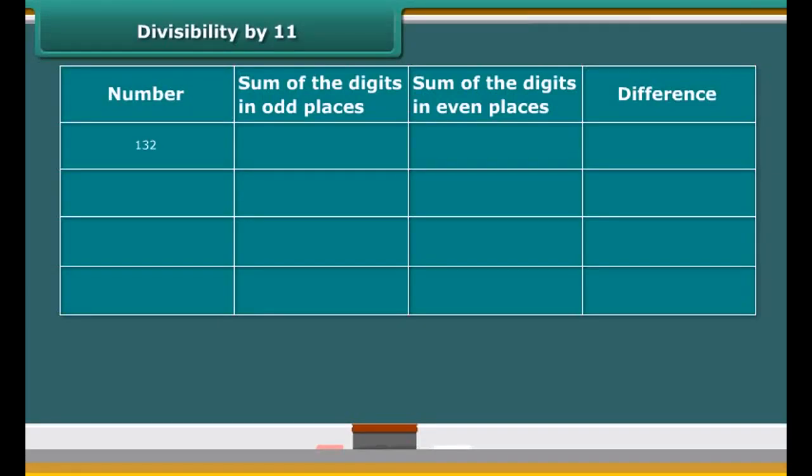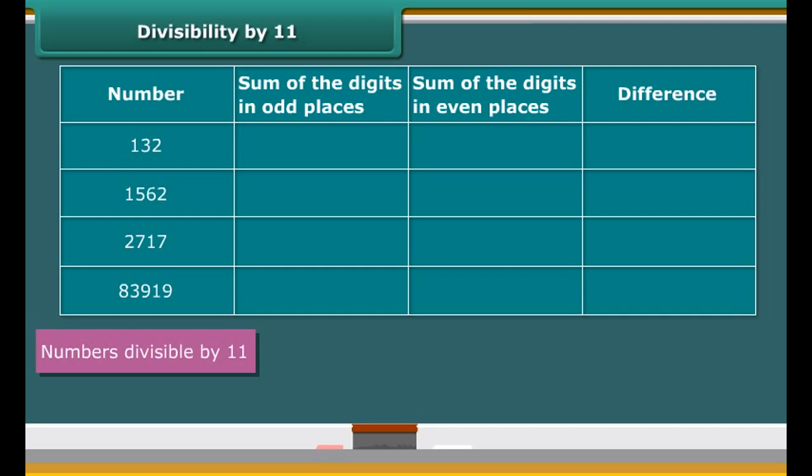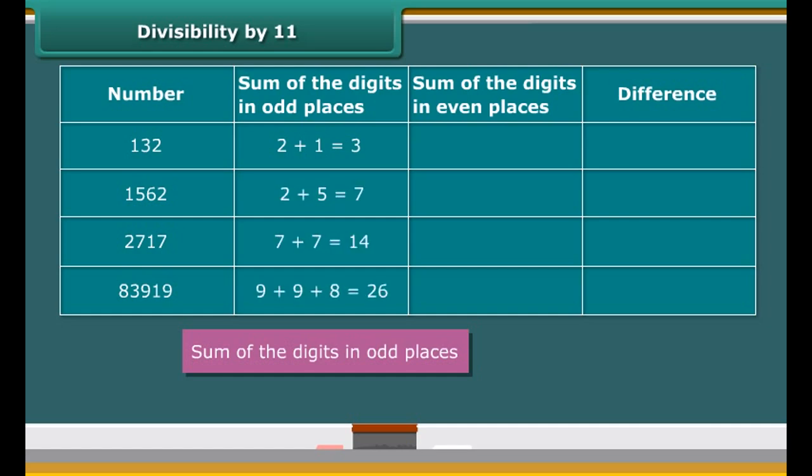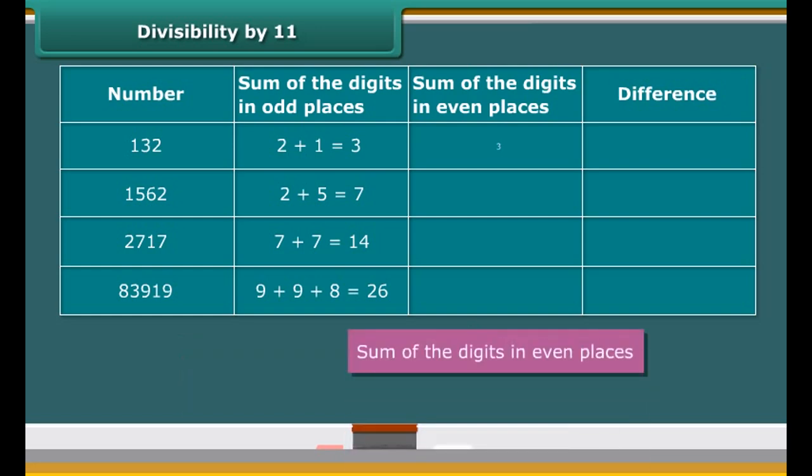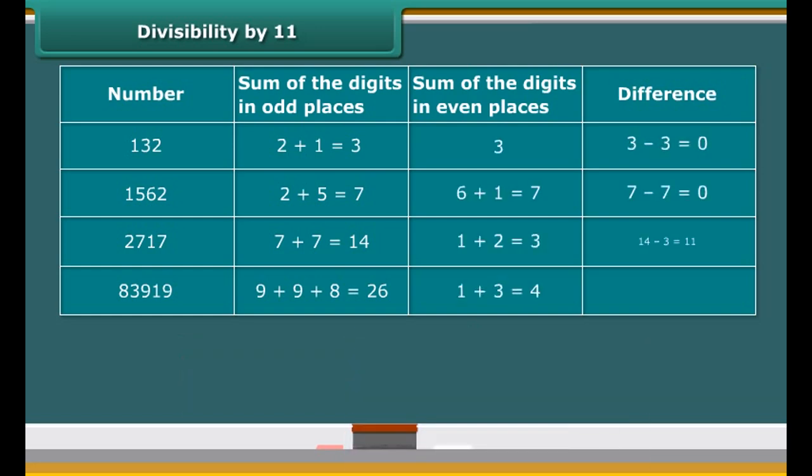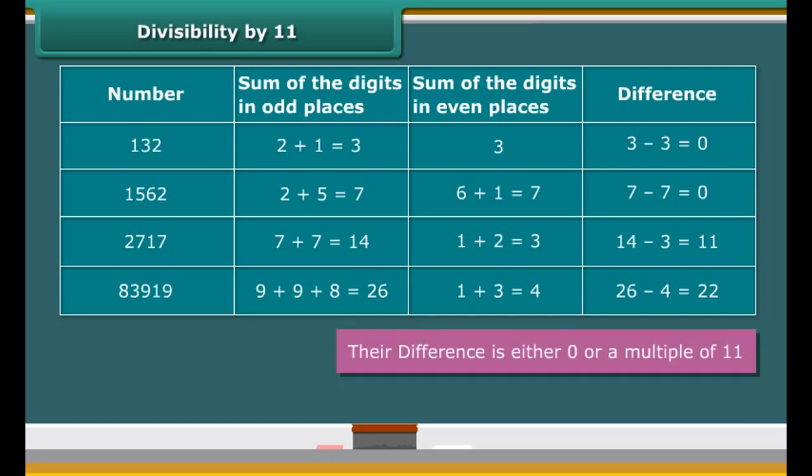Consider the numbers 132, 1562, 2717 and 83,919. All these numbers are divisible by 11, as can be checked by the direct division method. Consider the sum of the digits of these numbers in the odd places, starting from the ones place. Likewise, consider the sum of the remaining digits, or the digits in the even places. Compute the difference between the two sums just obtained. The difference is either 0 or a multiple of 11.